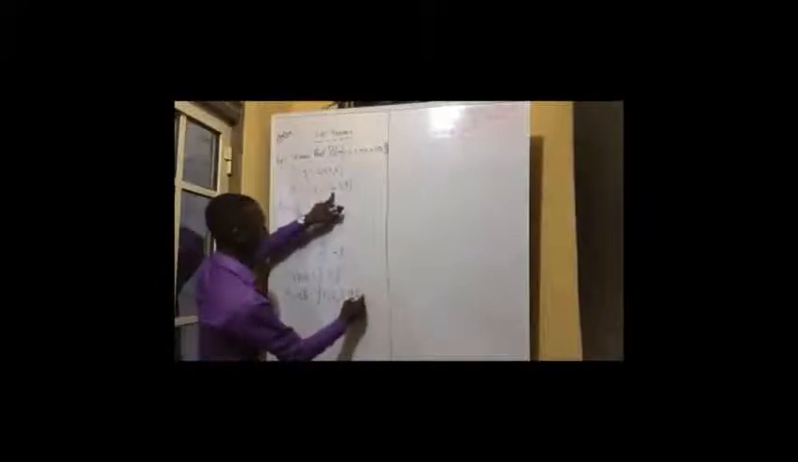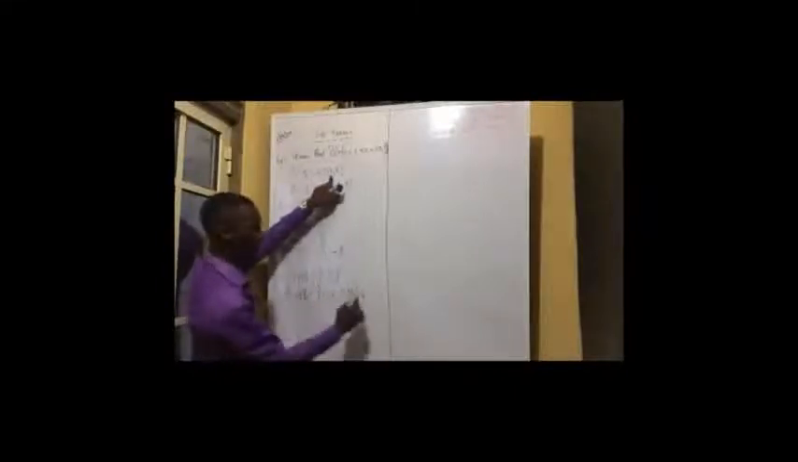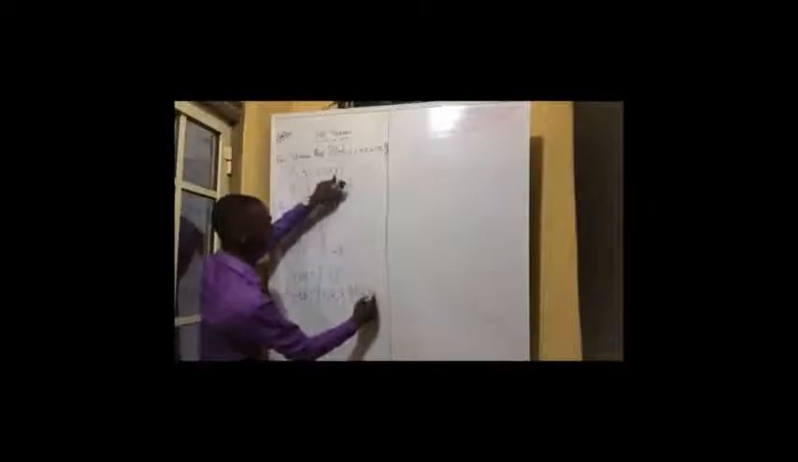I have 2 in set B. I have 3. I have 4. I have 5. 6. 7, 7. You just write it once. I have 8. I have 9. So these are my what? My A union B. I hope you all understand what I have just done.